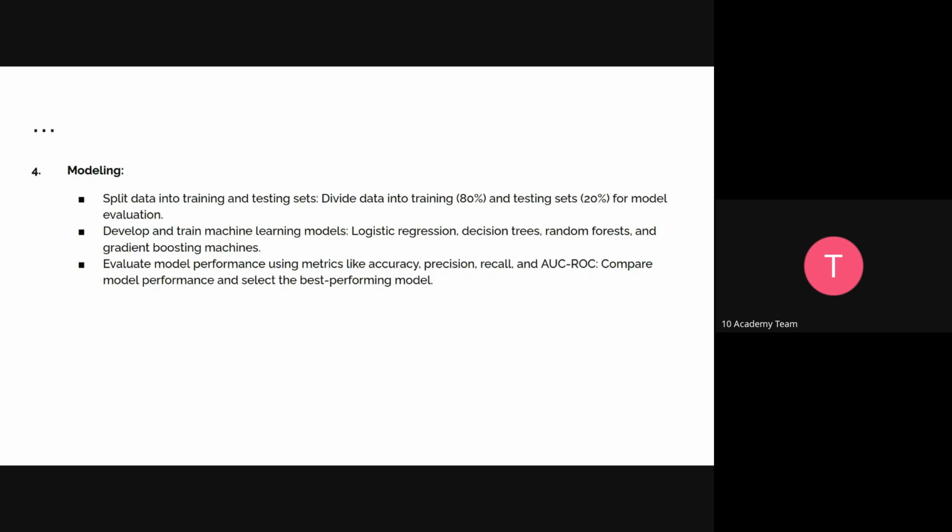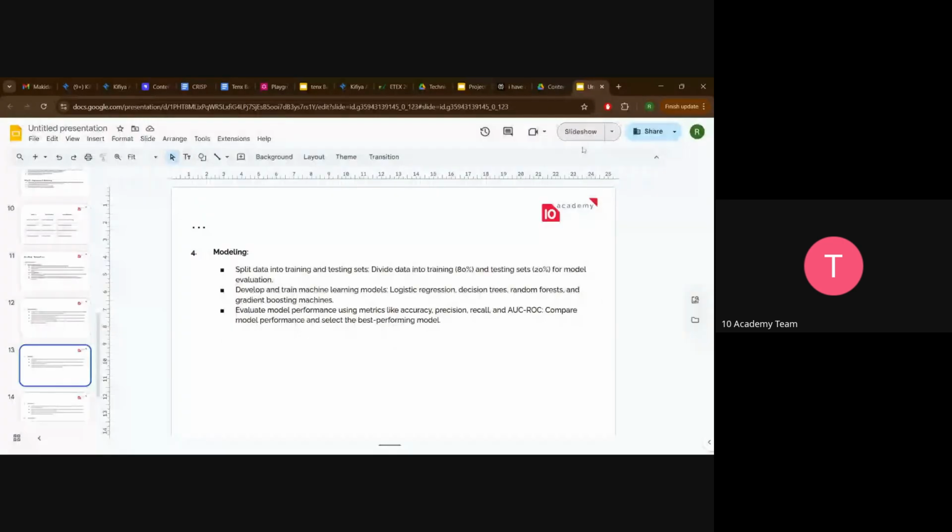Develop and train machine learning models using logistic regression, decision tree, random forest, gradient boosting machines, and different types of machine learning models which are suitable for the specific project. And then we will evaluate the models for performance using the metrics that we've talked about, like accuracy, precision, recall, AUC, ROC curves, and compare the model performance so that we can decide which base model is performing well on our specific case.